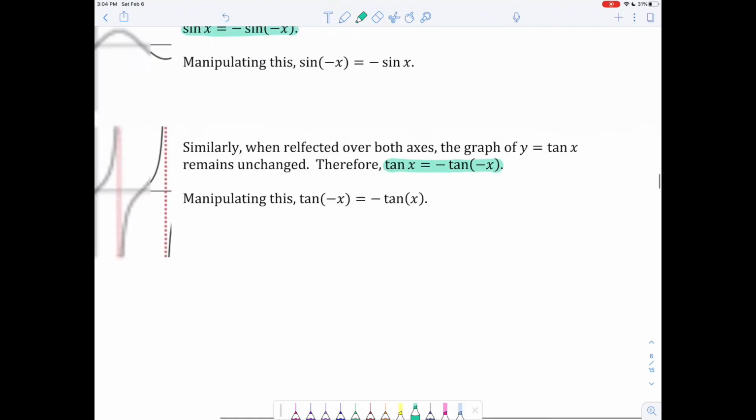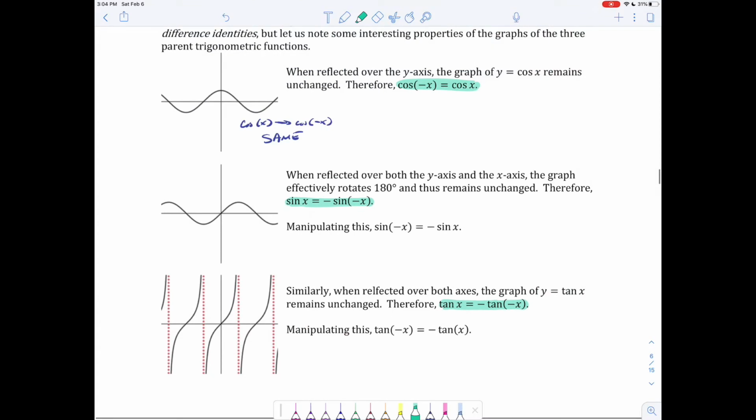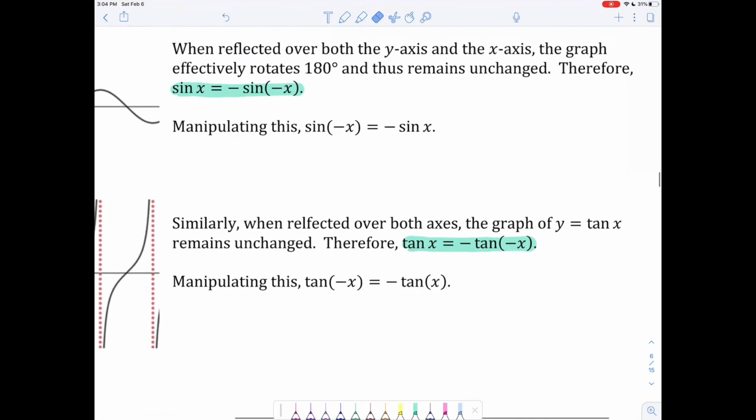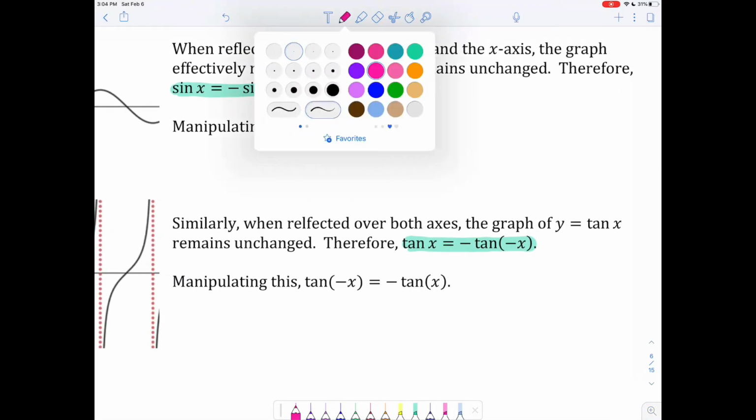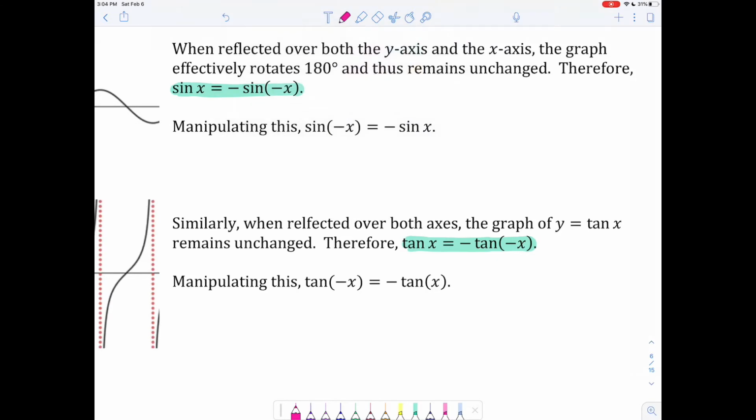So those are the rules we're going to be using. We can say that cosine of negative x is equal to cos x. Sine of negative x, if we just manipulate this formula a bit, is equal to negative sine of x. And similarly, tan of negative x equals negative tan of x. So that's what we'll be using to get our difference identities.